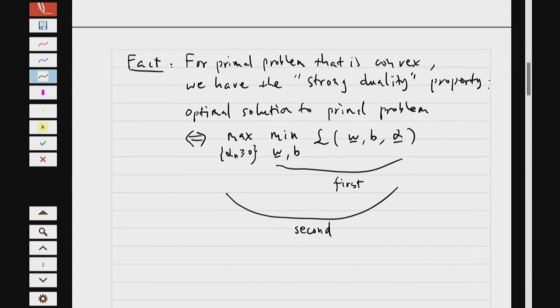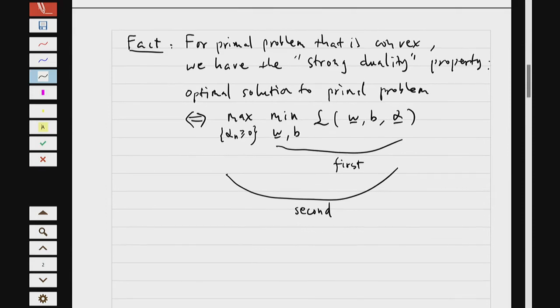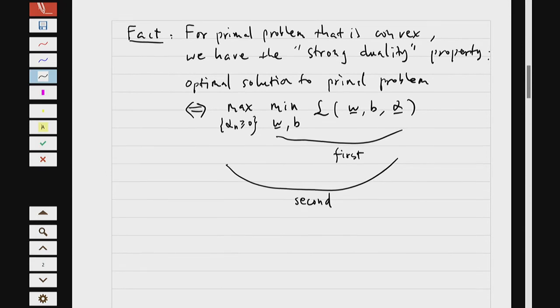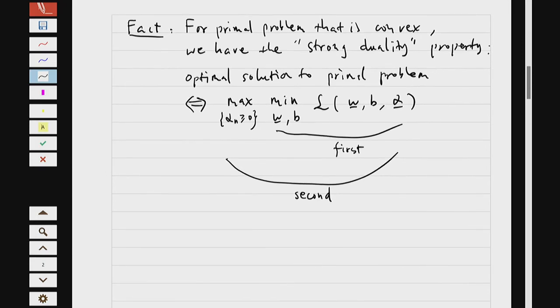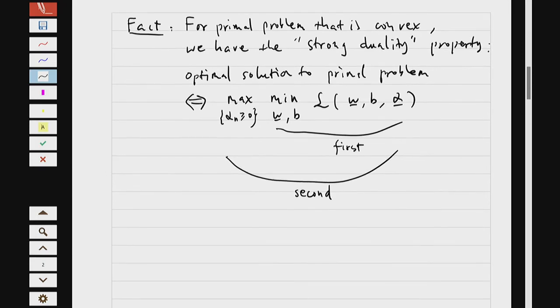Okay? That's what the Lagrange method does. It's a two-step method. And then at the end, we can find the optimal solution, turns out. Well, again, under mild conditions, which we don't have to worry too much about. So let's take a look at what these two steps give us for the SVM problem.